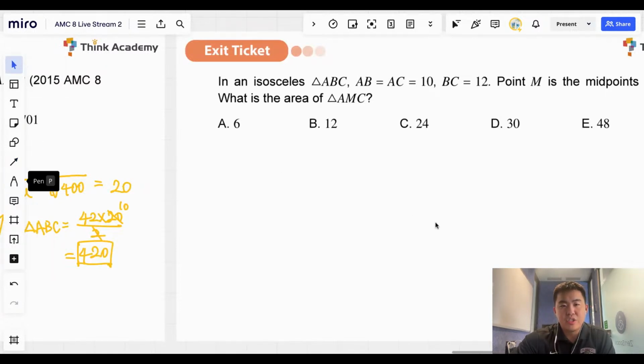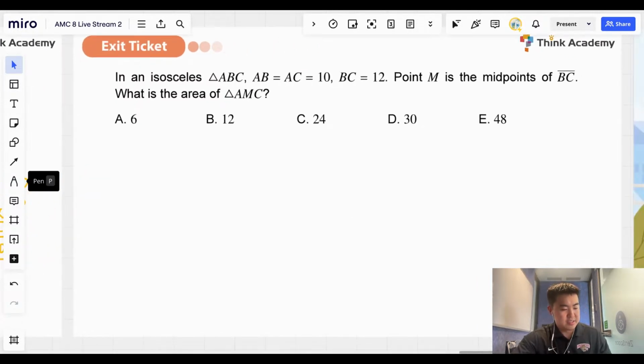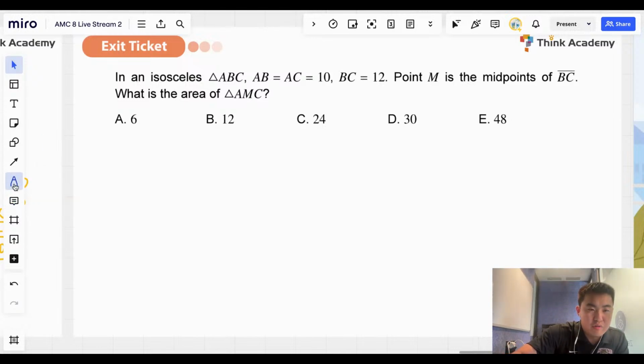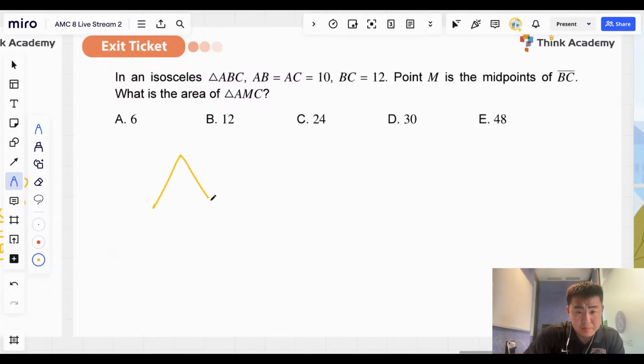Now it's provided to you that in an isosceles triangle ABC, AB equals AC equals 10 and BC is 12. Point M is the midpoint of BC. So now that's enough information for us to come up with a figure. It's A, B, C. A is on top and BC.